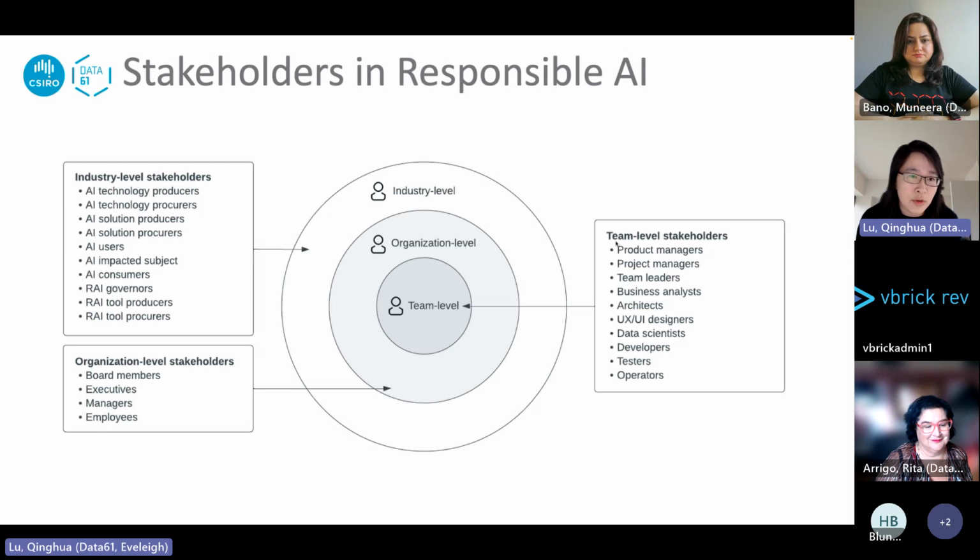And in our industry level stakeholder group, in addition to AI users and responsible AI governors, regulators, we also include AI technology, AI solution producers, and procurers.